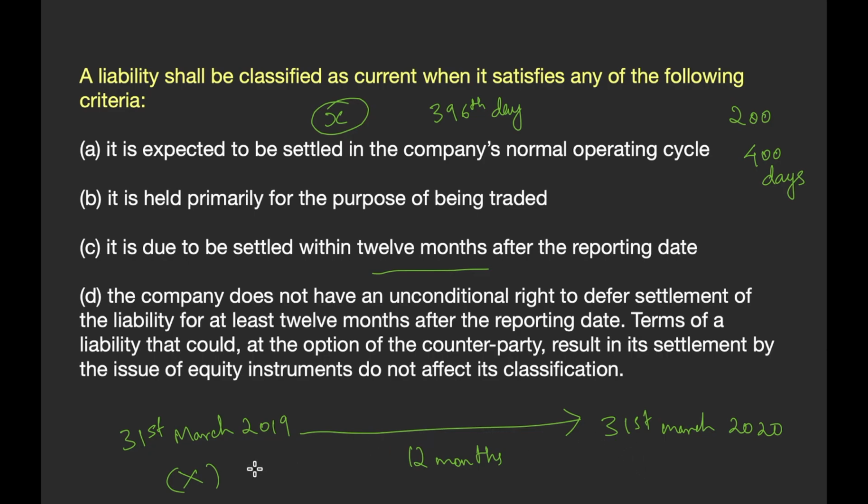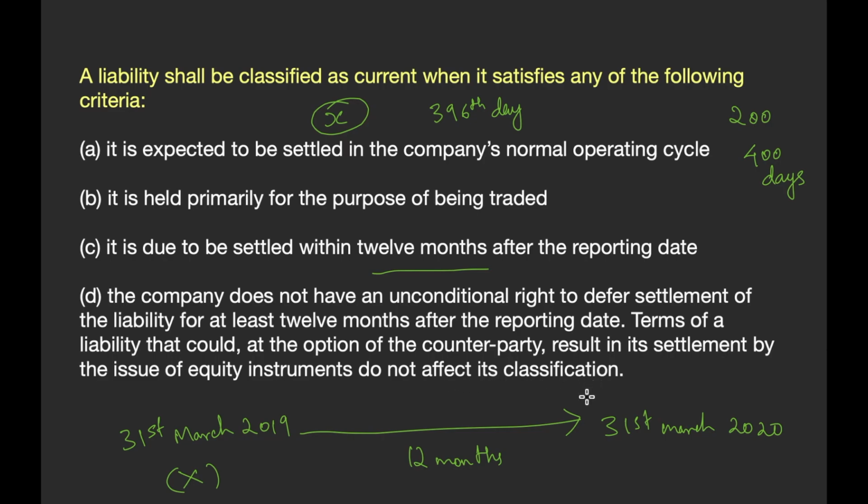So if the company has to settle this liability within 12 months, that is before 31st March 2020, and the company does not have an unconditional right to postpone this settlement date beyond 12 months, then we can classify this liability as current liability. Terms of a liability that could, at the option of the counterparty, result in its settlement by the issue of equity instruments do not affect its classification.